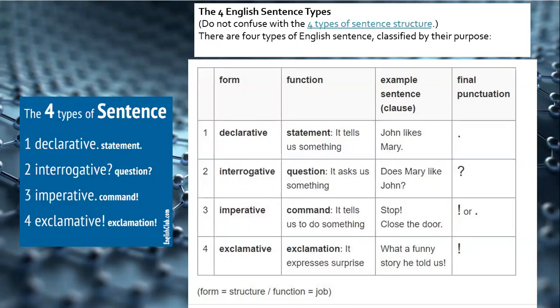All right, so exclamation. It tells a surprise. What a funny story he told us. Holy moly, that costs a lot of money. That ends in an exclamation point, right? So these are the 4 types of sentences. So it's really important that you know the difference. And these seem really simple. But I think it's really important that we understand these things.